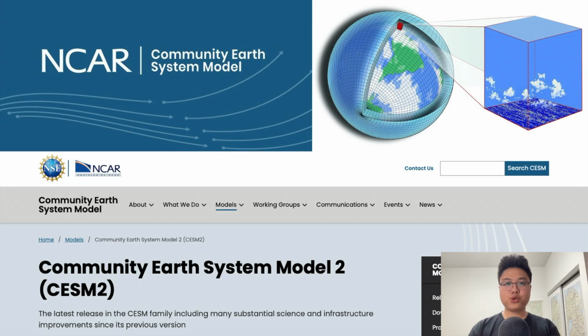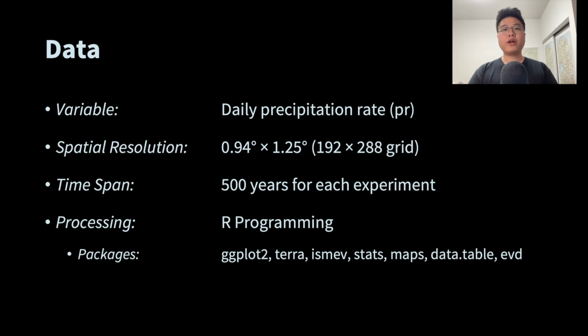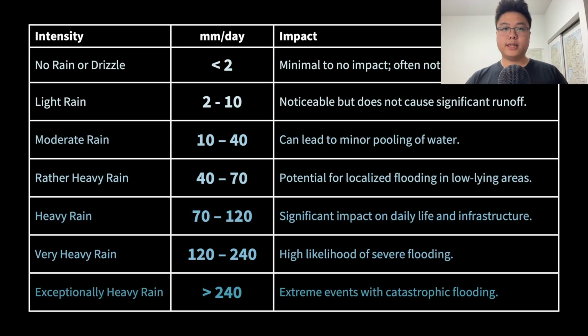The model of my choice is the Community Earth System Model 2, or CESM2, by NCAR, and I downloaded 500 years of daily precipitation data. Rainfall values are presented in units of millimeters per day. Generally, values less than 40 millimeters are considered light to moderate rain. From 40 to 240 is heavy rain, and anything above 240 is exceptionally heavy rain that you can only find in hurricanes, monsoons, and thunderstorms.